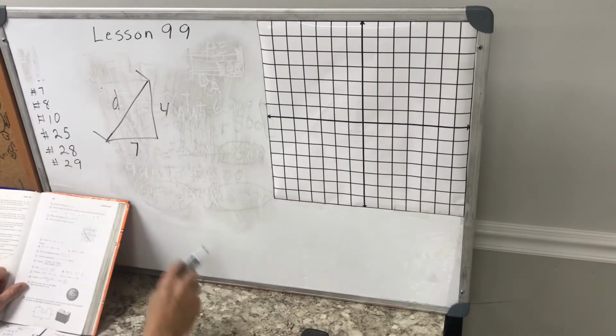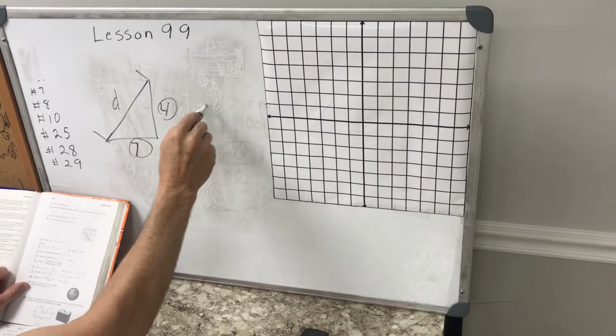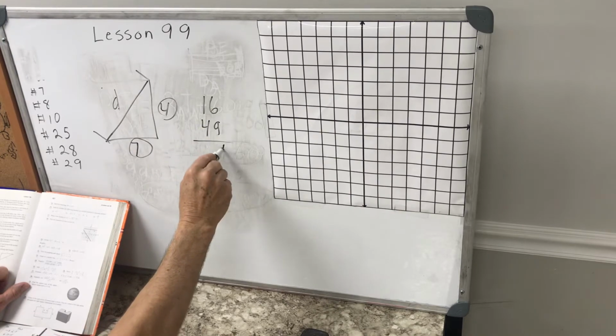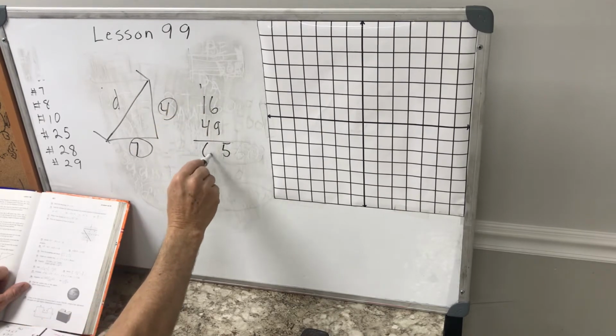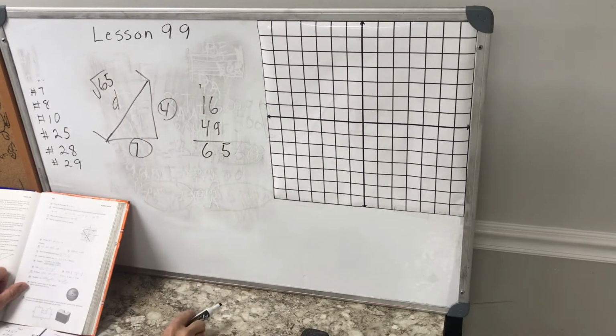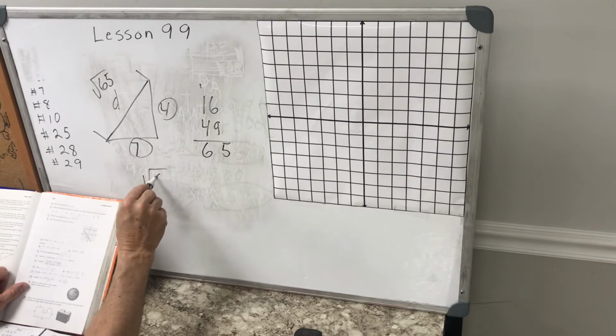In this case, we're solving for the hypotenuse, so we square this one and square this one and add them together. 4 times 4 is 16. 7 times 7 is 49. That looks like 16 plus 49 is 65. So this is the square root of 65. Can we reduce that? 5 goes into 65, that's 5 and 13. We cannot. So your answer for number 7 is going to be the square root of 65.